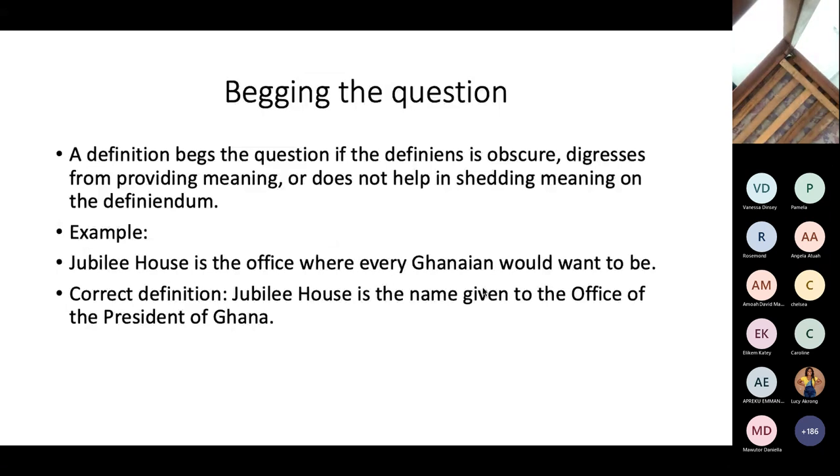Begging the question. A definition begs the question if the definiens is obscure, digresses from providing meaning, or does not help in shedding meaning on the definiendum. So a definition begs the question if the definiens is obscure, digresses from providing meaning, or does not help in shedding meaning on this definition. Example. Now, how do you define Jubilee House? Jubilee House can be defined as the office of the president of Ghana. That should be the appropriate definition of Jubilee House.